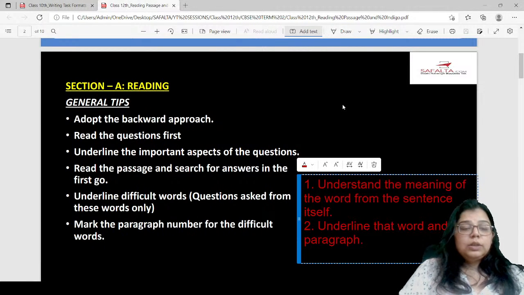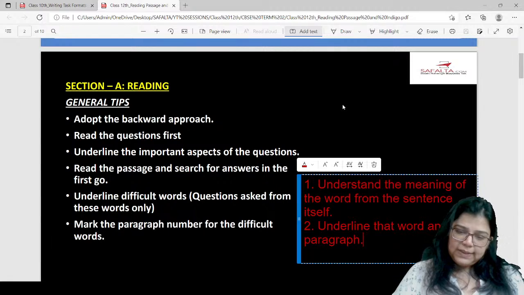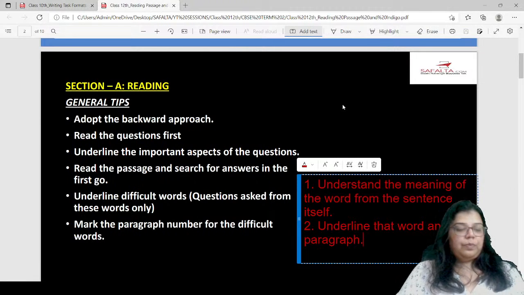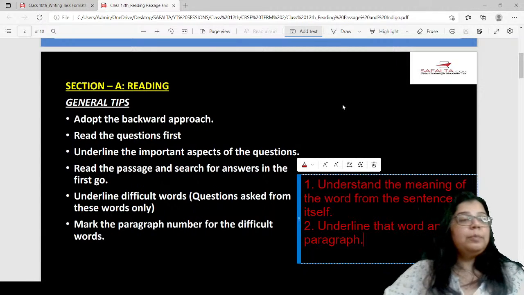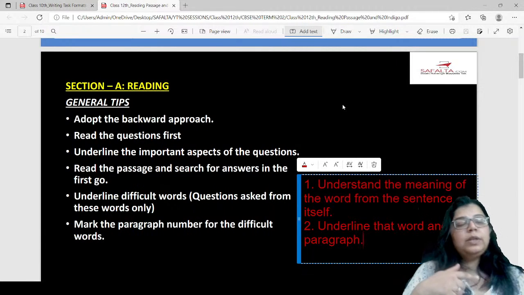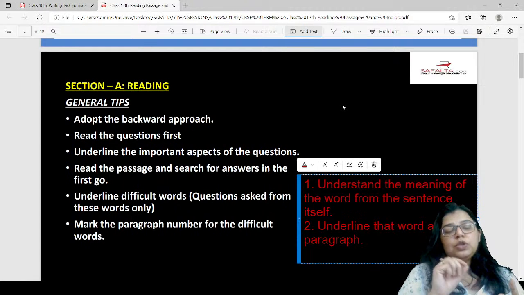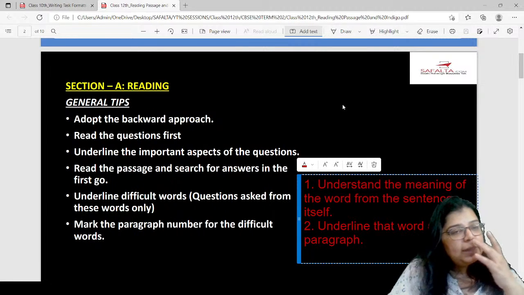Okay, so I hope I've made myself extremely clear. I'll repeat myself once more. What is the approach? It's the backward approach. The backward approach is that you read the questions first. If you don't remember the questions, you're going to underline what is being asked in the questions. You're going to go back to the reading passage.